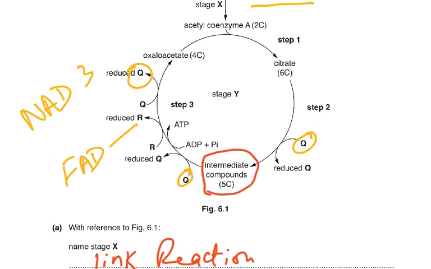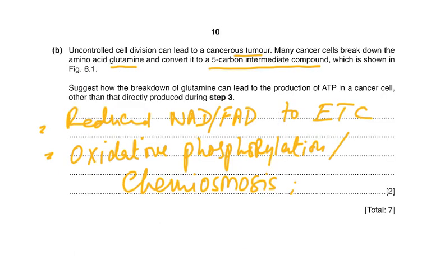Now if you look at this diagram, this is the intermediate compound, 5-carbon. And so after this glutamine could then be resulting in the formation of Q and R. So that means NAD and FAD. So Q would still be forming reduced NAD and reduced FAD. So look at the question. Suggest how the breakdown of glutamine can lead to the production of ATP in a cancer cell other than the directly produced during step 3. So glutamine, then figure 6.1, this is what you had to figure out.